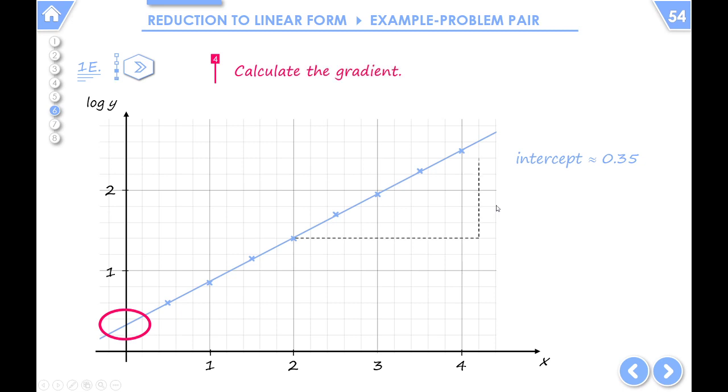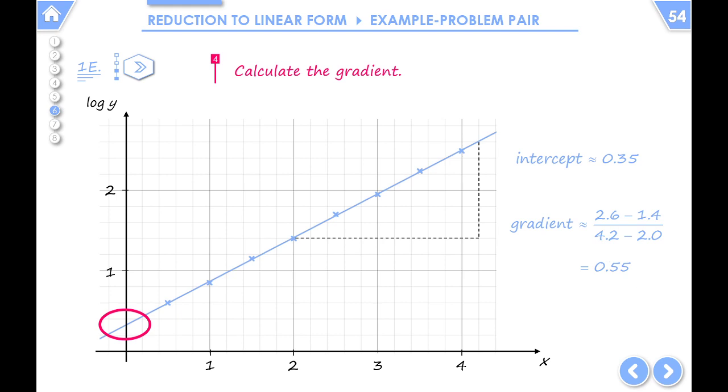Okay, so I've picked 2 points here. I've chosen these two because it pretty much goes through the grid lines at those points, which means I can get nicer numbers out to do this calculation. So I went for 2 on the x-axis with 1.4, and I went for 4.2 on the x-axis with 2.6, and they seem to have worked out quite nicely. I can then do distance up divided by distance across, and I get about 0.55 for mine.